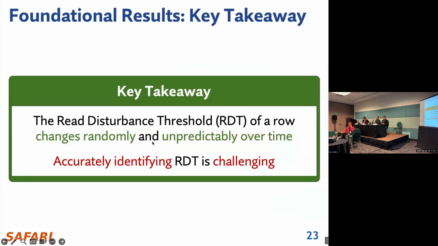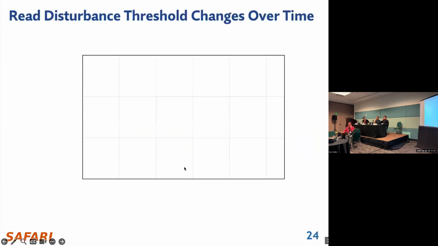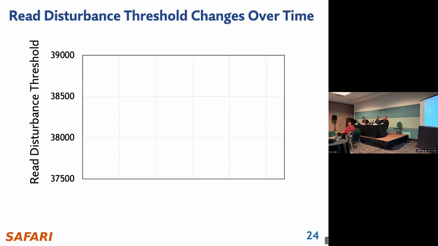Essentially, read disturbance threshold of a row changes randomly and unpredictably over time. As a result, accurately identifying read disturbance threshold is challenging. Let me give you some examples. This is the read disturbance threshold on the y-axis, and this is the measurement number. How many times you measure the read disturbance threshold of a row? 5 is a small number. 1 is a very small number. So you may get this measurement.